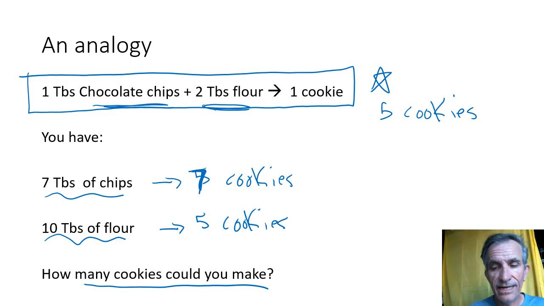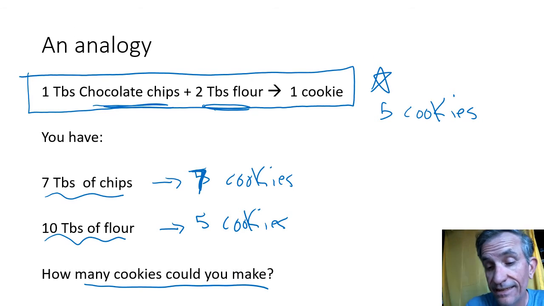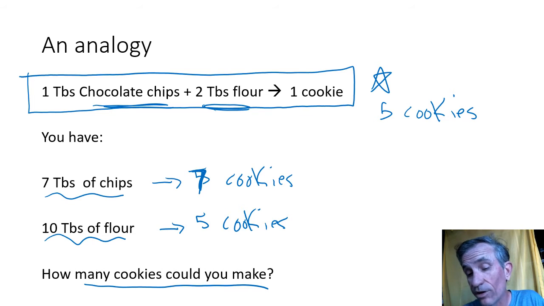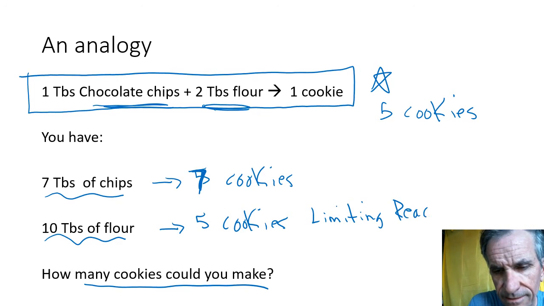So how many cookies are you really going to make? Well, you're only really going to be able to make 5, because when you are done making those 5 cookies, you'll be out of flour. In chemistry land, the thing you run out of, in this case the flour, the thing that we're going to use all up, that's called the limiting reactant, or you might hear it called the limiting reagent.